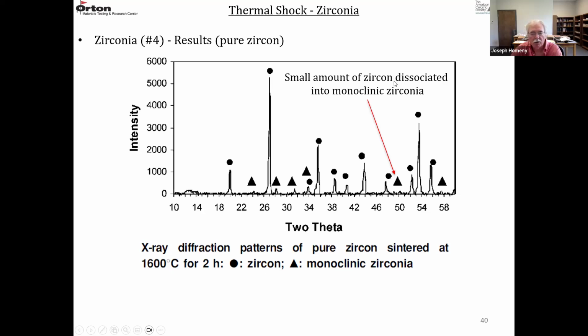And what happens with zircon when you heat it higher than about 1450 degrees C? These were heated to 1600 degrees C. The zircon dissociates into ZrO2 and SiO2. And so some dissociation took place, and now we end up with monoclinic zirconia plus zircon. There has to be some probably amorphous silica present also.